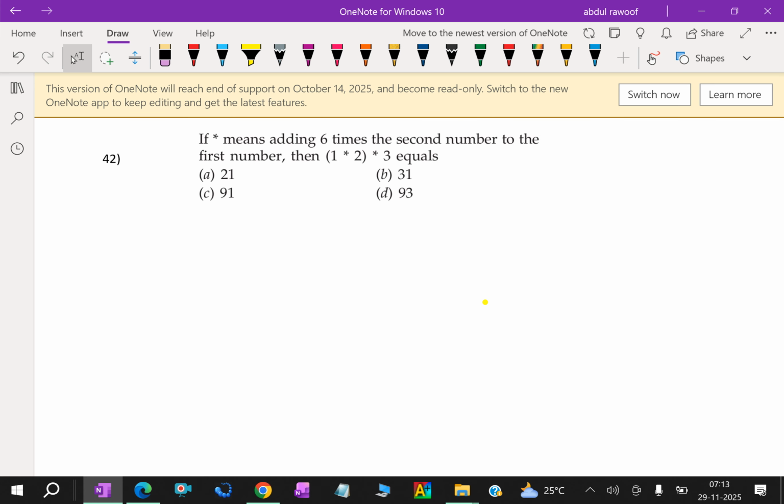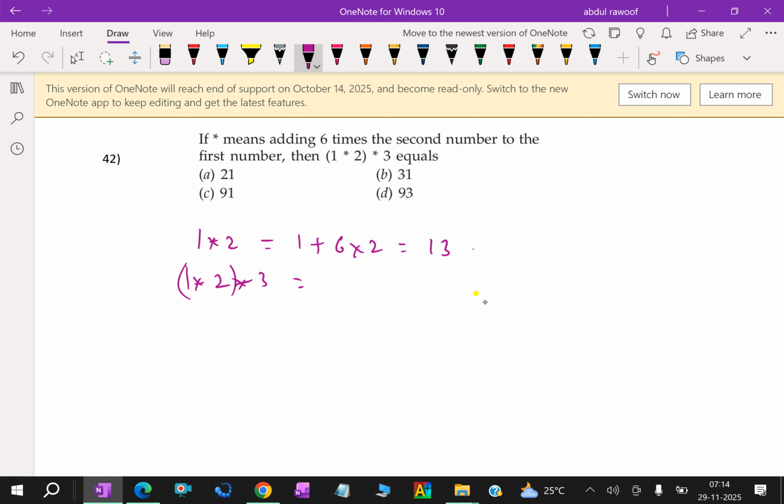Star means adding 6 times the second number to the first number, then 1 star 2 star 3. First we'll start with 1 star 2. What is 1 star 2 means? Adding 6 times the second number to the first number. First number is 1, adding 6 times the second, 6 into second number 2. So it is 13.